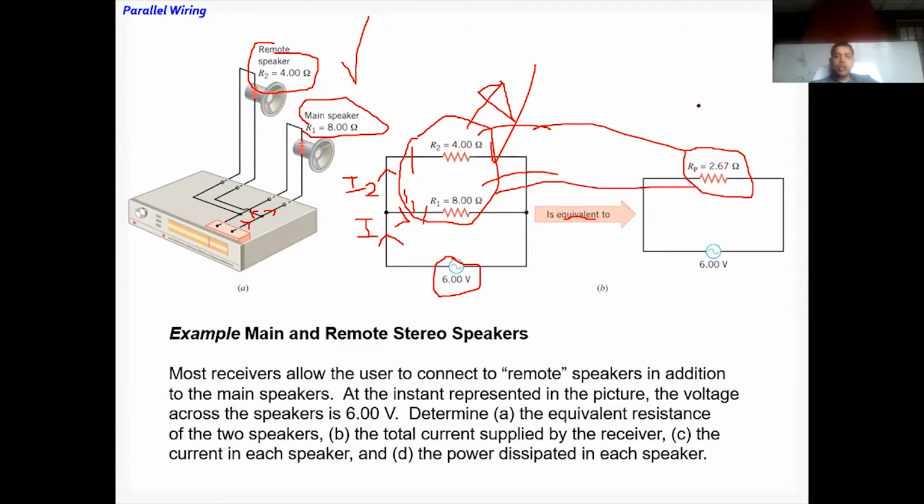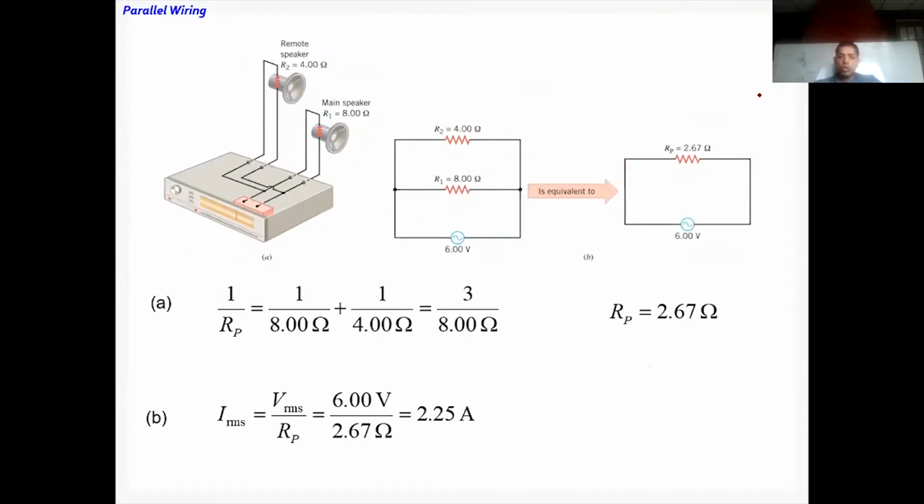So the question is, how do you get 2.67? You can replace these two resistors by one resistor of a smaller value to get the same effect. So how do you find RP? To find RP, you have to use this formula because the resistors are in parallel. This one is 8, this one is 4, right? You have to make the denominators the same. Numerator multiplied by 2, denominator multiplied by 2.